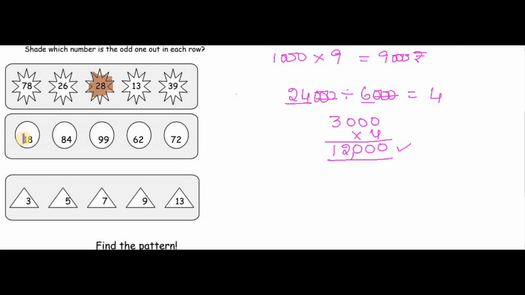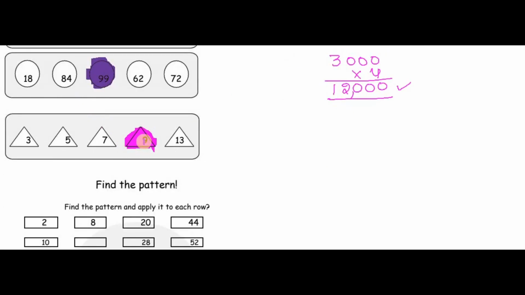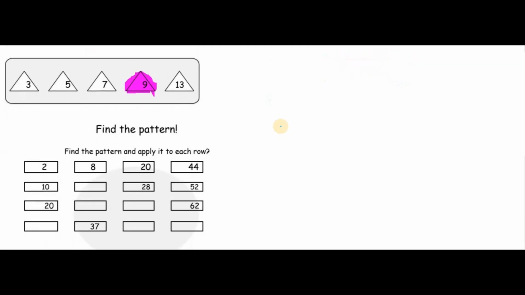And what is the next question he is asking? 18, 84, 99, 62, 72. Of course, all are even numbers except 99. Yes or no, students? Except 99, 18, 84, 62, 72 are even numbers. Except 9, all are odd numbers. 3, 5, 7, 9 and 13 are odd numbers, and except 9, all are prime numbers also. So that is the reason 9 is the odd one out here. Okay, students? And now we'll move on to the next example.